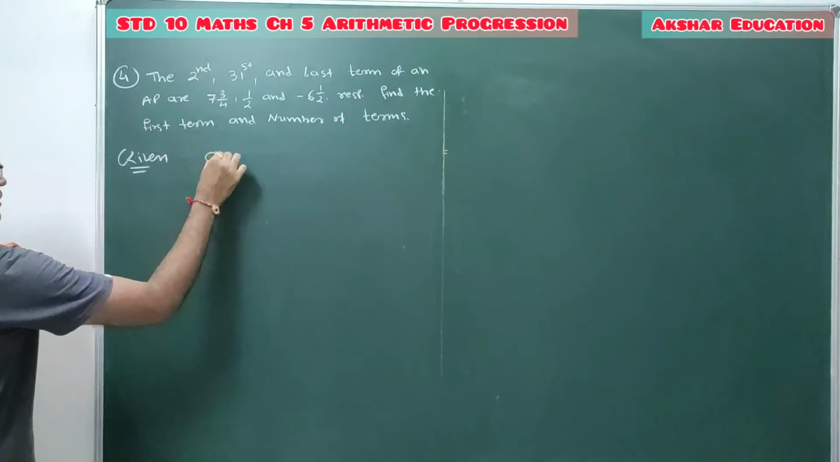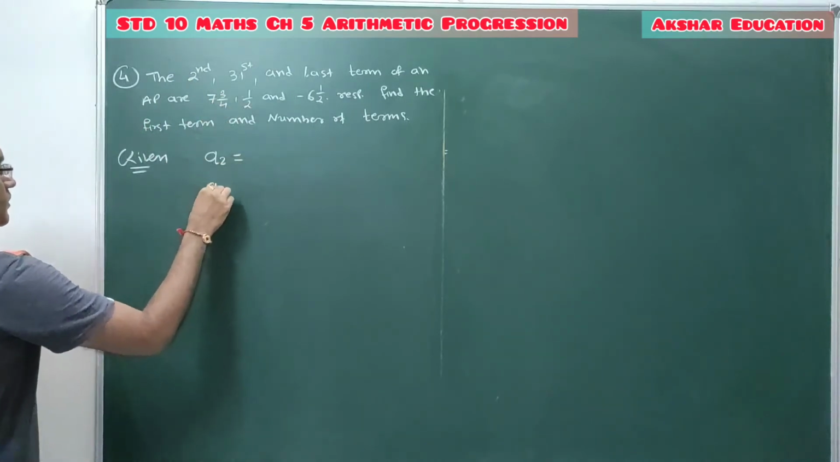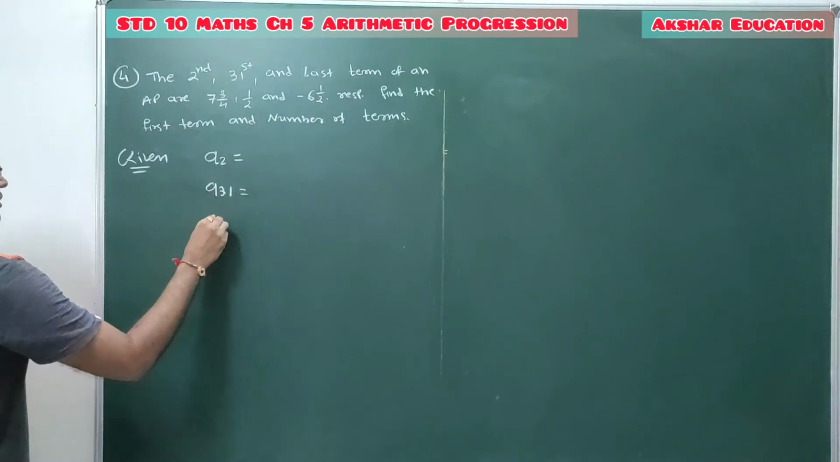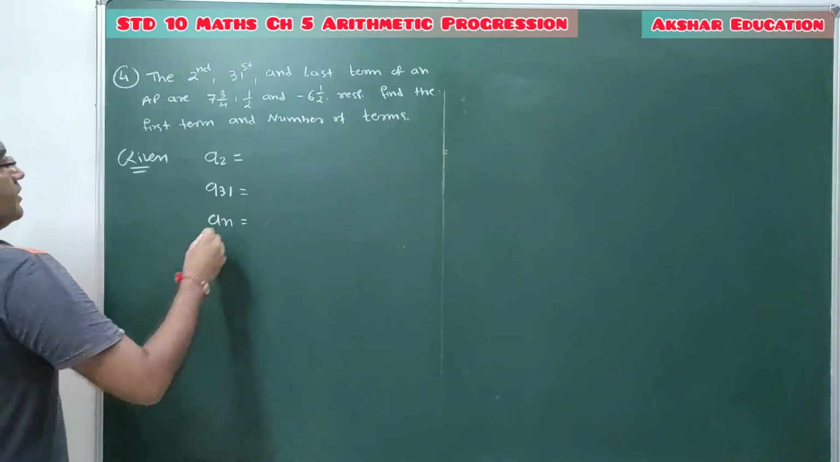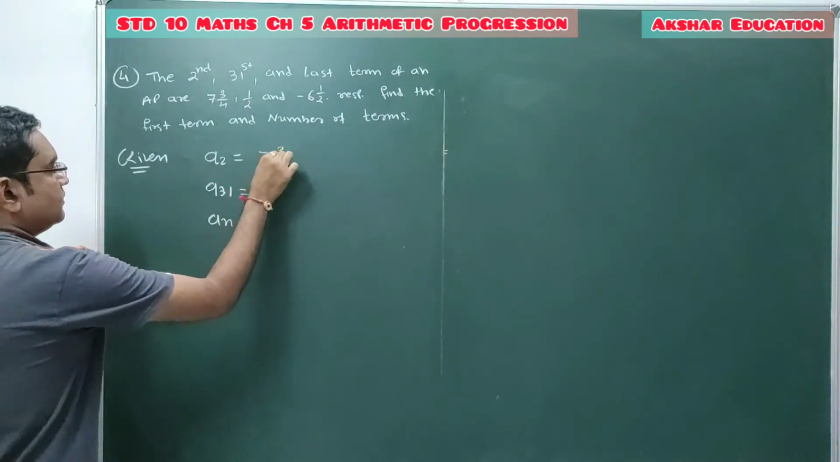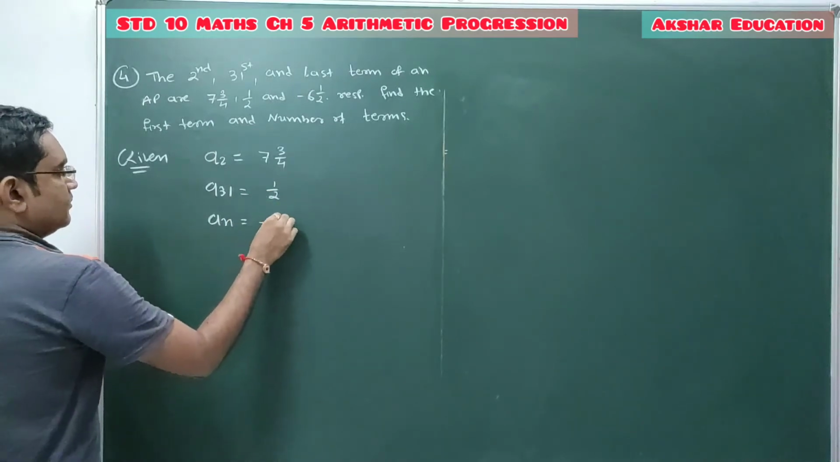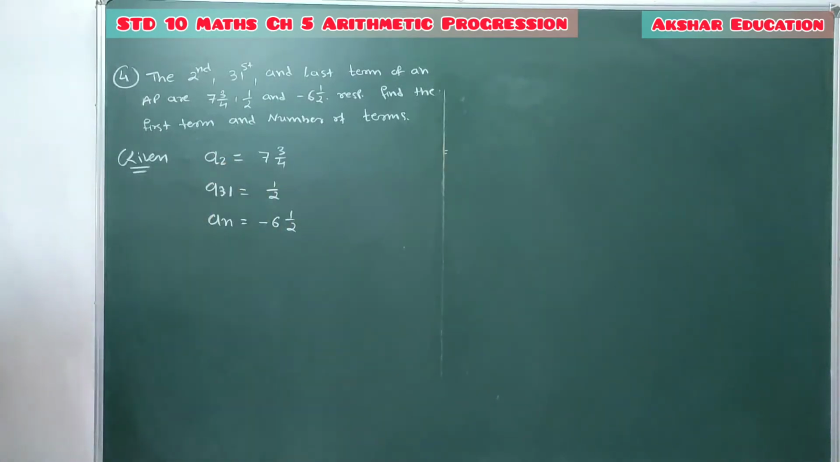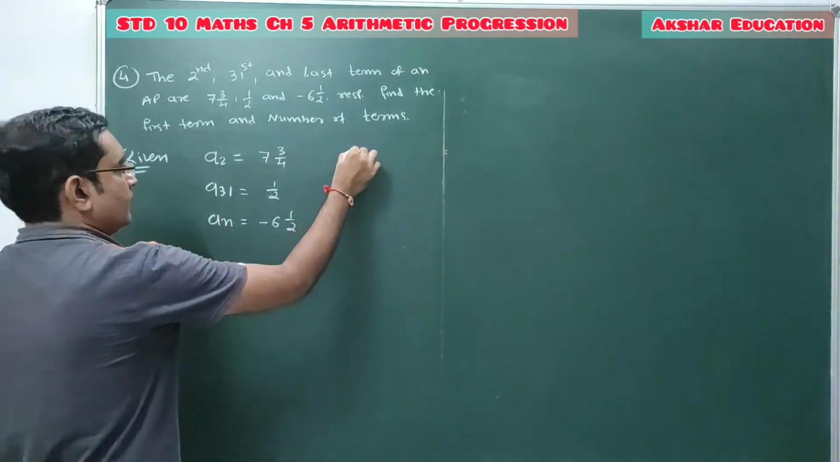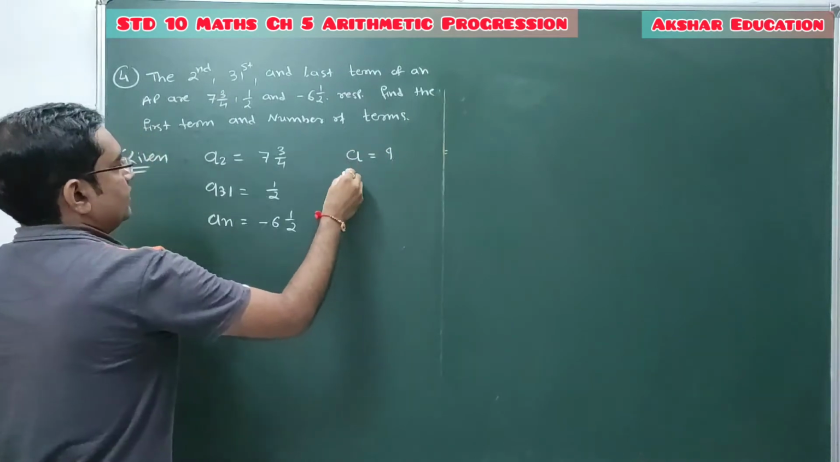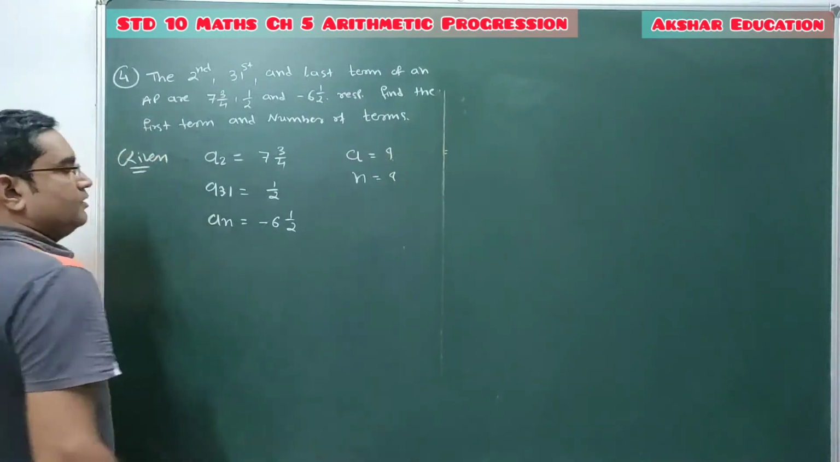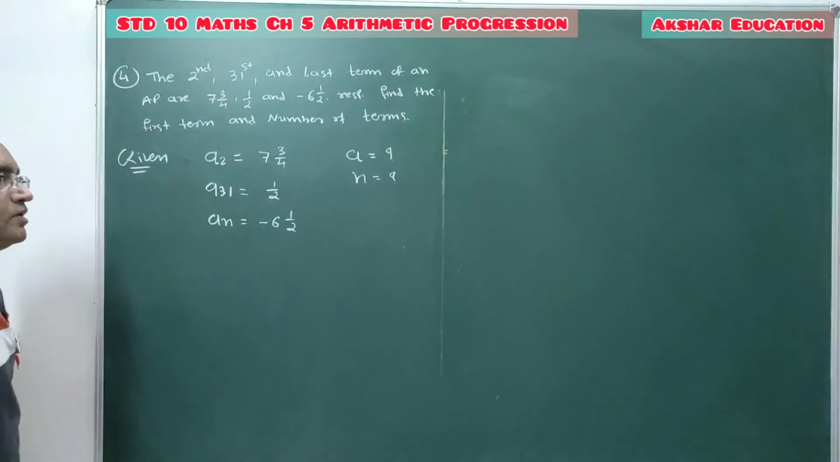Second term A2, 31st term A31 and last term, which is AN, are respectively 7 integer 3 by 4, 1 by 2 and minus 6 integer 1 by 2. These are the given terms. Second term, 31st term and last term of an AP, these three terms are given. What you have to find? First term A and number of terms, that is N. A and N, that is first term and number of terms of the given AP, you have to find.